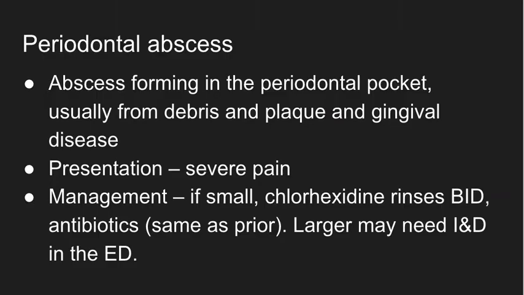Then periodontal abscess, so abscess forming in the periodontal pocket, usually from debris and plaque and gingival disease. So they already have gingivitis and then they get an abscess in that space. It's going to present with severe pain. If it's small, just do chlorhexidine rinses twice a day with antibiotics. If it's larger, you might need to do an I&D of this. This would be a good one for Panorex to help differentiate what exactly is going on.